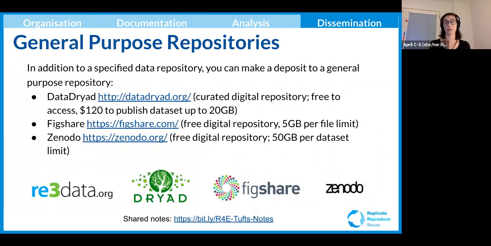Otherwise, there are general purpose repositories that you can use. These are just a few examples here. Zenodo is an excellent one, especially if you are sharing data and code, because Zenodo actually has an integration with GitHub that allows you to release your code and your data from Zenodo.